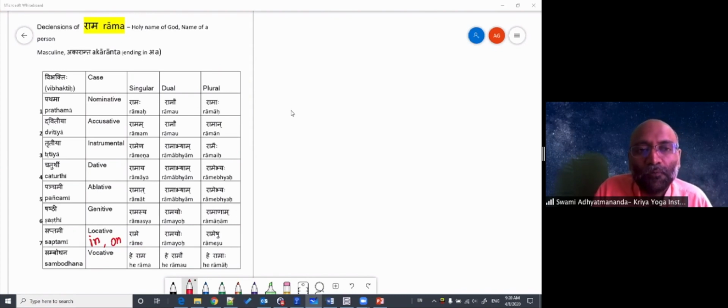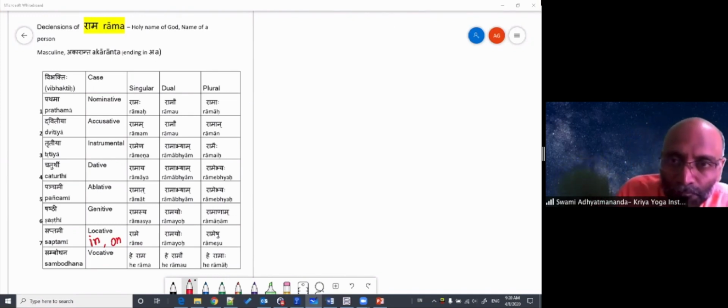So today we will be covering these nominal words. The technical grammatical word for the forms is declensions, or in the verb form, to decline, like the word Rama is declined in these forms. So you can see this is a table of 8 by 3. Just like in the verb, we had a 3 by 3 table, here we have an 8 by 3 table.